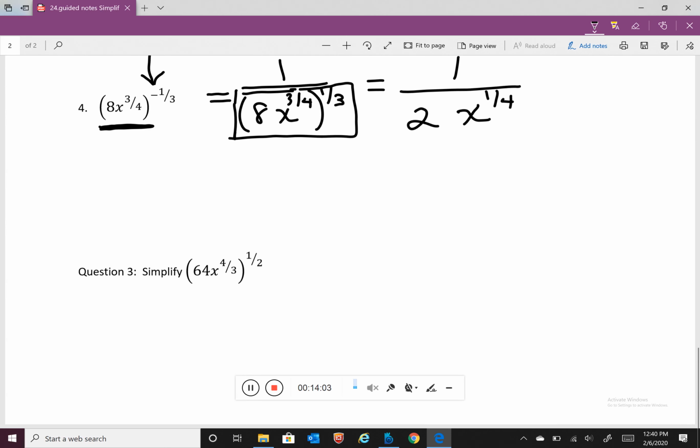And your last question, you're asked to simplify the quantity of 64 times x to the 4/3, all raised to the power of 1/2.